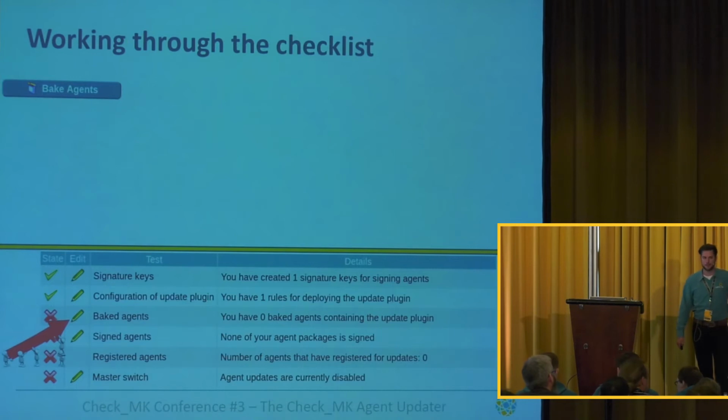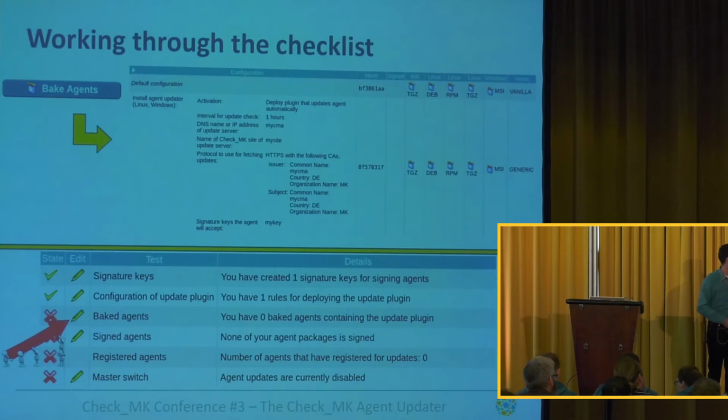Okay, and then we have this rule that we created. So we are now baking a new agent. Again, you just click on that. You click on this button right here, and then you see the agent bakery. Of course, you might not be able to see all these individual lines from the back, but that's not all that important. You're just going to see we have an install agent updater, a plugin configuration, and you see the whole rule here. Again, the rule we just configured, and there's a new configuration hash for this agent. And of course, there are the individual packages that were created.